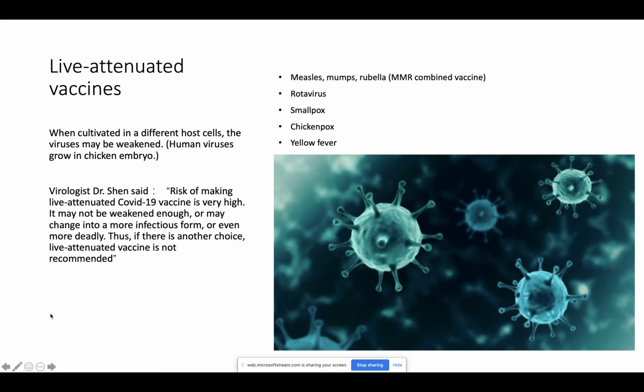And then for the inactivated vaccine, China has it, but the US didn't develop that, because I think scientists in the US don't believe it's going to help with long-term immunity.